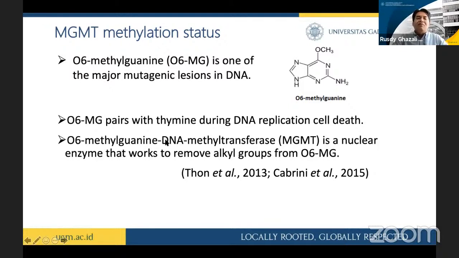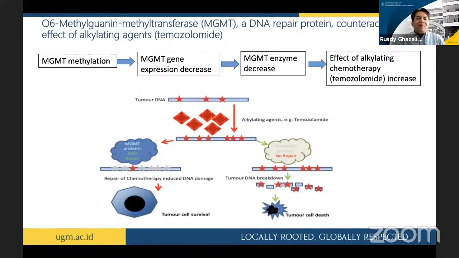The cells will not be dead because of this. The problem is that this protection mechanism will also protect the cells from chemotherapy agents, especially the alkylating agent temozolomide. That's why if the expression of MGMT is lower, the patients will be more chemosensitive.